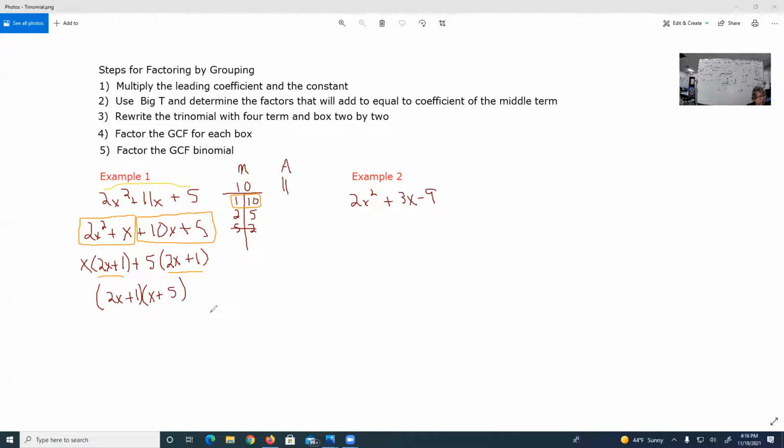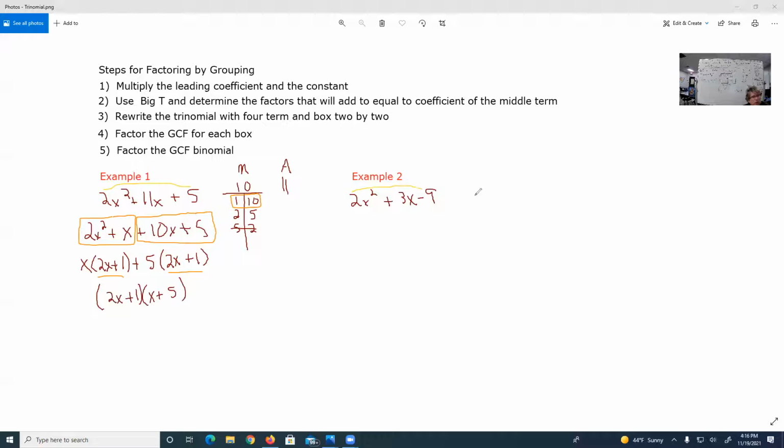And it's always a good idea to multiply that back out using FOIL to see if it actually verifies. I'm going to leave that step for you at this time. So I'm going to go ahead and move on to one more example of factoring by grouping. So again, step 1, we have 2x squared plus 3x minus 9, and we want to multiply the leading coefficient to the constant.